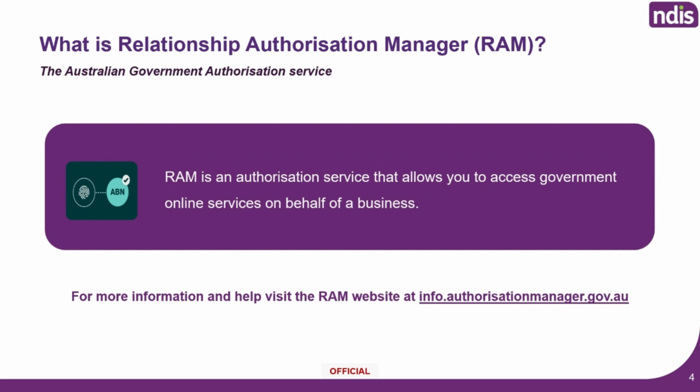What is Relationship Authorization Manager, also referred to as RAM? RAM is a secure authorization service that allows you to interact on behalf of a business when accessing online services. To use RAM, you'll need a digital ID such as myID. For more information, visit the RAM website at info.authorizationmanager.gov.au.